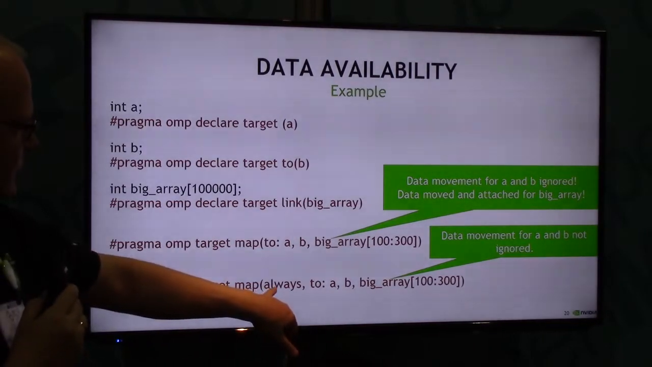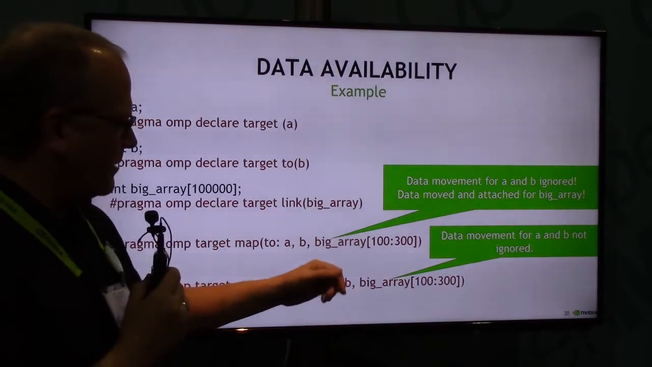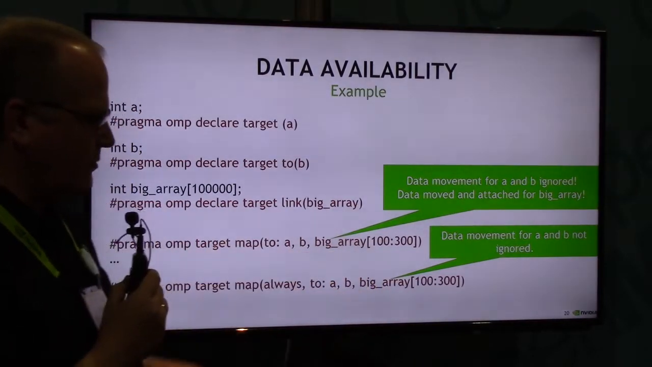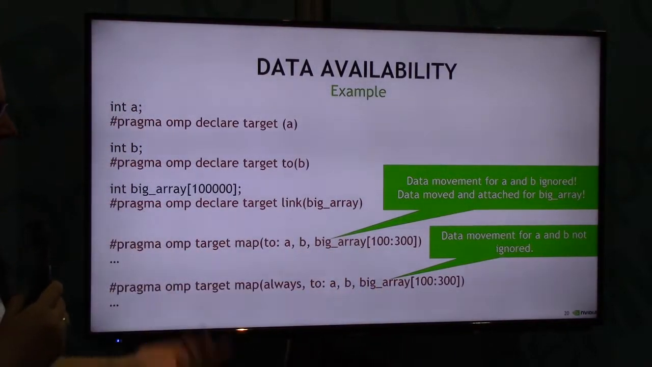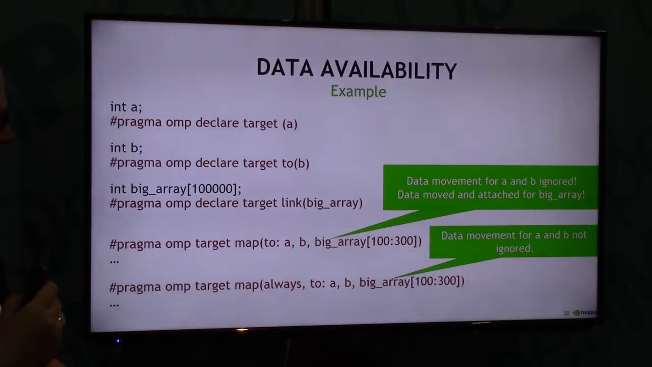The just point here is the always clause. So if you say always, to, from, A and B do get updated, and array is just treated the same way it was here. You still get the data movement, allocation, and everything. But the whole point is, this is a lot of code to have to write.